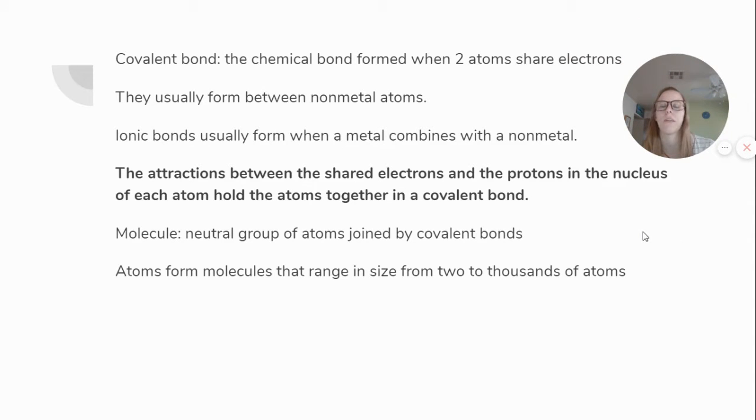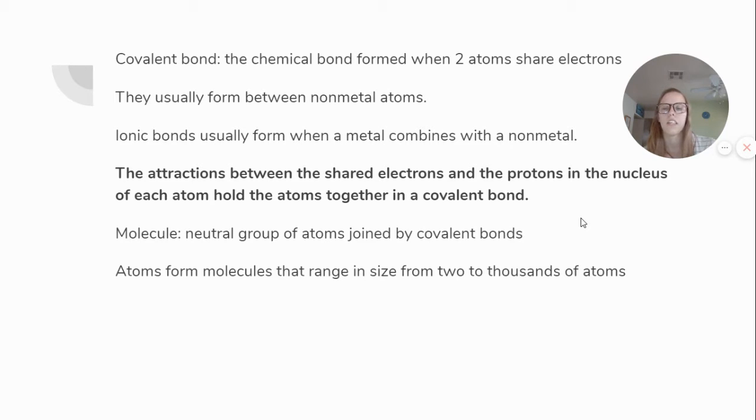So the first definition we have is covalent bond, which is the chemical bond formed when two atoms share electrons. Covalent bonds are usually formed between non-metal atoms, and ionic bonds usually form when a metal combines with a non-metal, just for comparison there. So the attractions between the shared electrons and the protons in the nucleus of each atom hold the atoms together in a covalent bond. That's the answer to our first key question there.